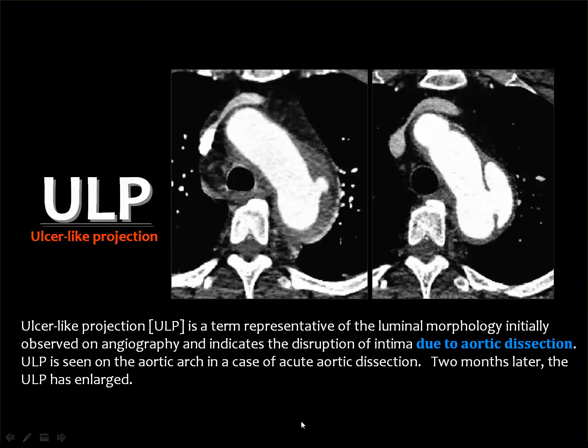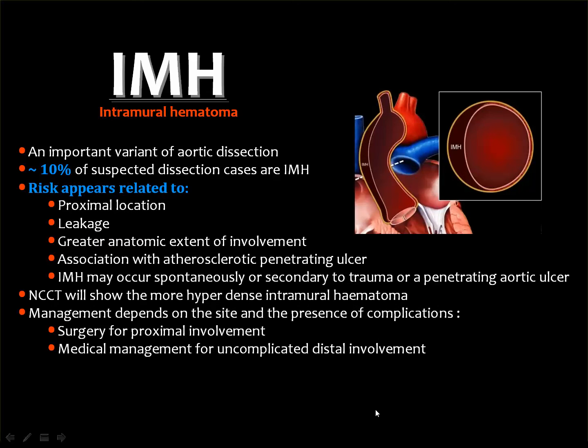Then this is a separate entity, of course, which is known as ulcer-like projection. Sometimes if you image the aorta in the early phase of dissection, you get this finding, which is exactly similar to the penetrating aortic ulcer. And on the follow-up, you get the full-blown picture of dissection with intimal flap and the two lumens. This is what's meant by ulcer-like projection. It is not an ulcer, but it is the start of aortic dissection.